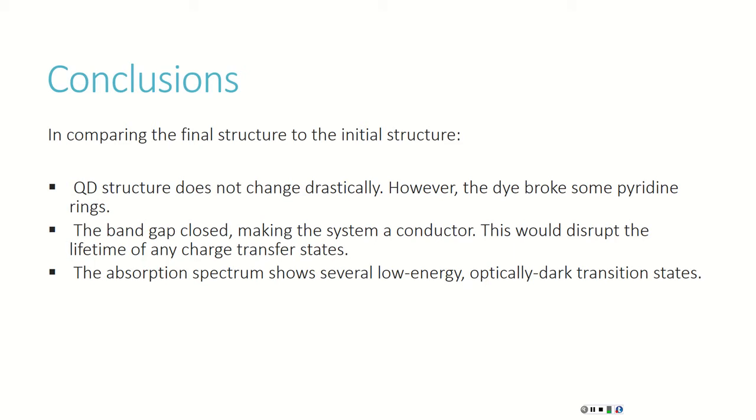We come to the conclusions in comparing the final structure to the initial structure. We see that the quantum dot structure doesn't really change drastically. However, the dye broke some of the pyridine rings. The band gap closed, making the system a conductor. This would disrupt the lifetime of any charge transfer states, which is the entire point of the cadmium-selenium dye system. I guess I didn't mention that. That was the entire point of the system.